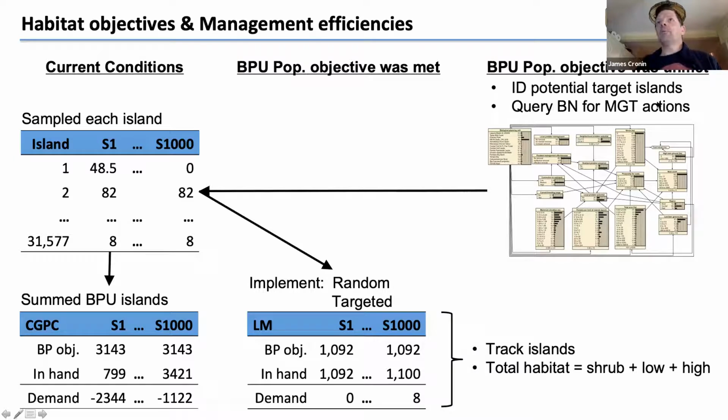For the 4 where the population objective is not met, we have to identify potential target islands, and then we have to do what I'm going to call querying the BayesNet for management actions. Basically, that's going to select islands, and we're going to identify management actions using the model, doing those 2 things using the model. Then we're going to toss those islands back into the pool, and then we're going to randomly sample or targeted sample islands until we hit the population objective. But I want to walk you through how we do this.